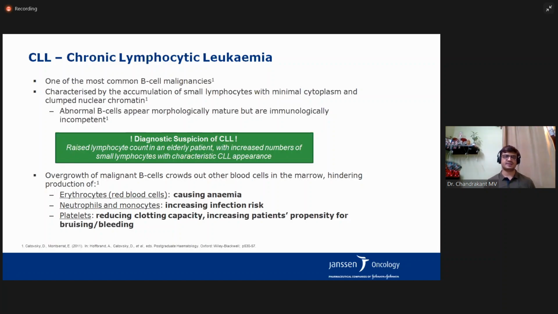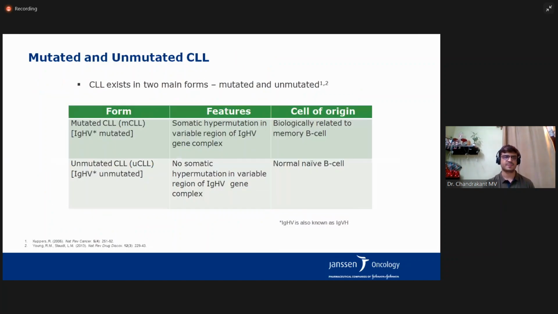Very importantly, because these abnormal cells keep multiplying, they start replacing and suppressing other cell lines. Therefore, you see anemia, you see neutropenia or other leukopenia, and platelets not only are less in number but also functionally incompetent. Therefore, you see bleeding, petechiae, ecchymosis, and so on.